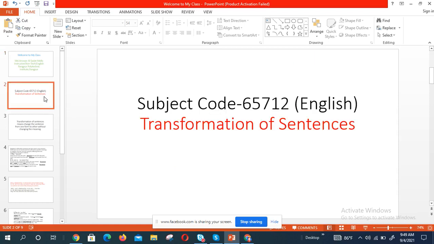Today we will discuss transformation of sentences. Transformation of sentences is a very important topic in English grammar. So you have to be attentive in class.